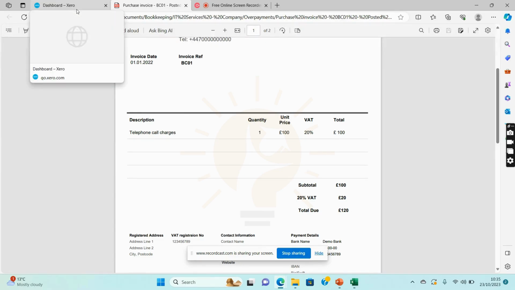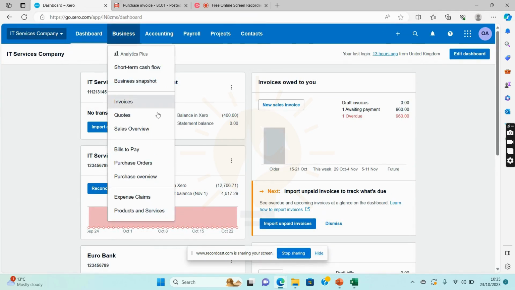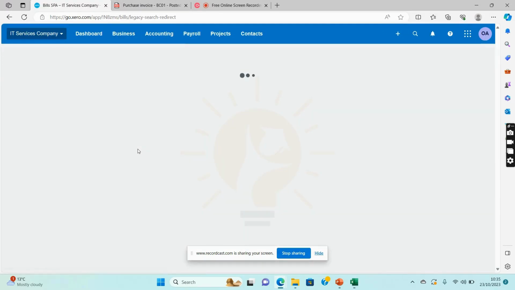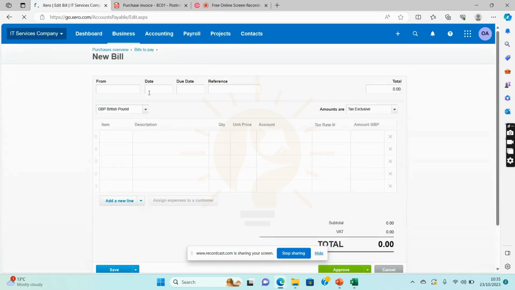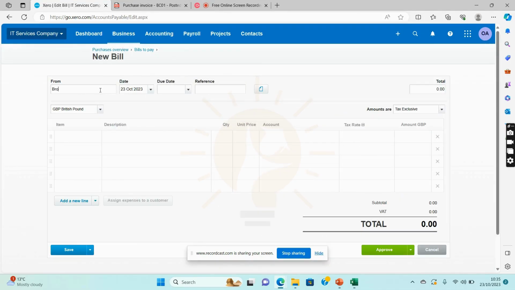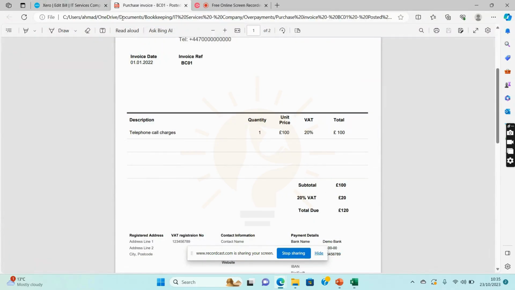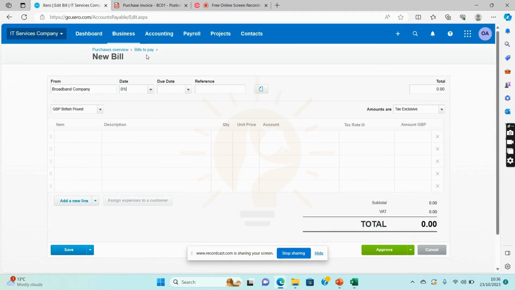I will click dashboard, click business, bills to pay. And here I will click new bill, and the supplier name is broadband company. I need to check the invoice date is 1st of January 22. Due date, I'm assuming, is 14th of January 22. Reference number is BC01. Okay, and the description is telephone call charges.